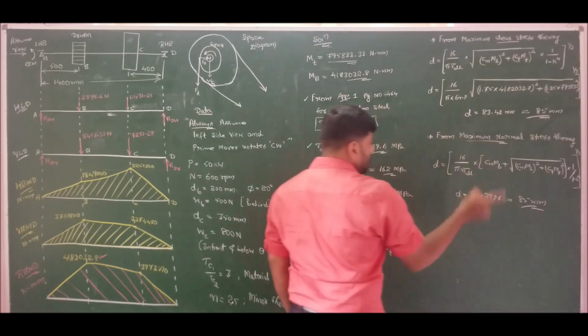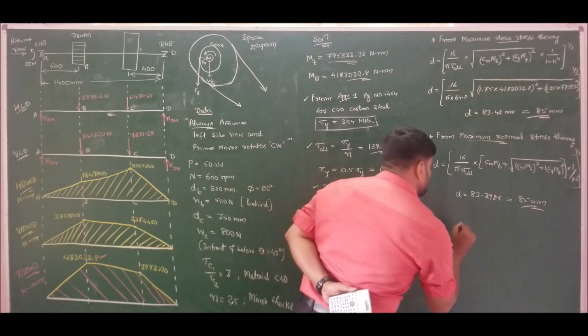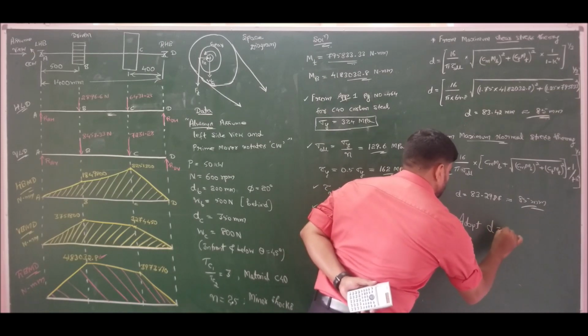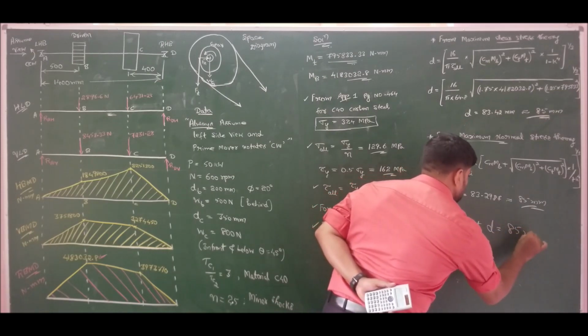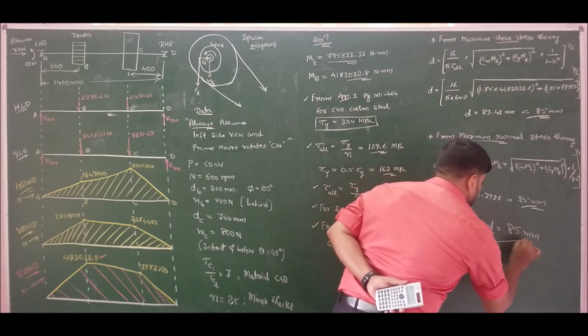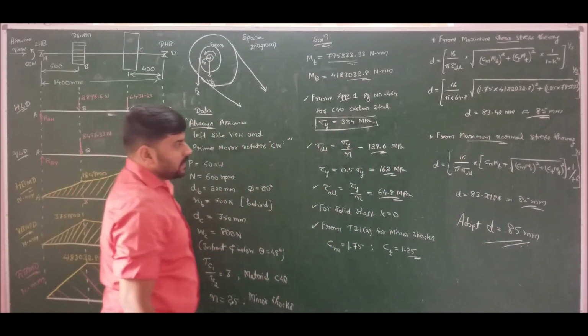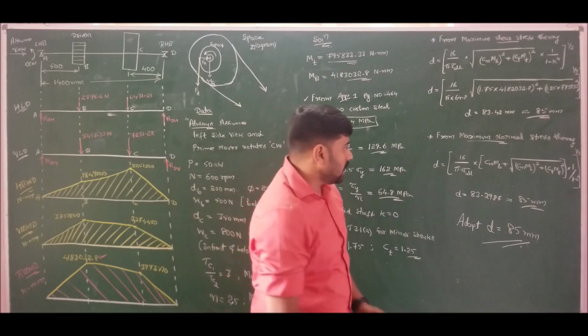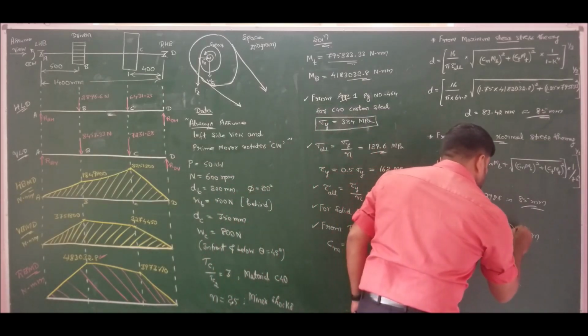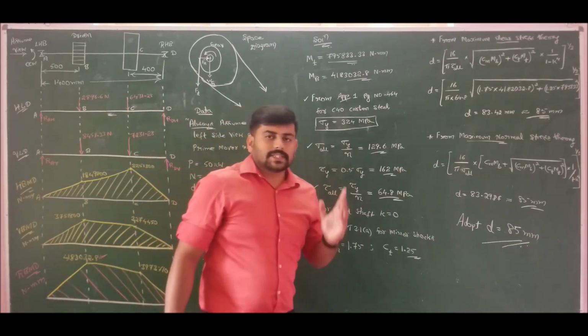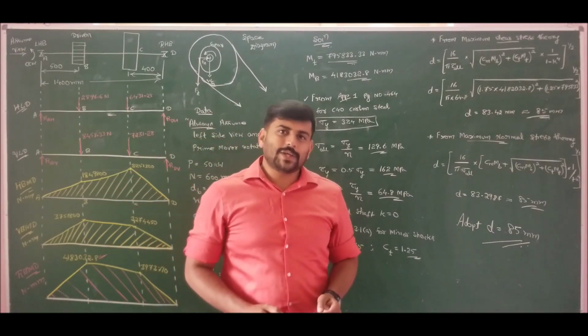millimeters. From both the theories, we are finding that diameter is 85 millimeters. Adopt diameter for this problem as 85 millimeters. So this is the solution for this given problem. The required diameter of the shaft is 85 millimeters. That's all from this lecture. Thank you all.